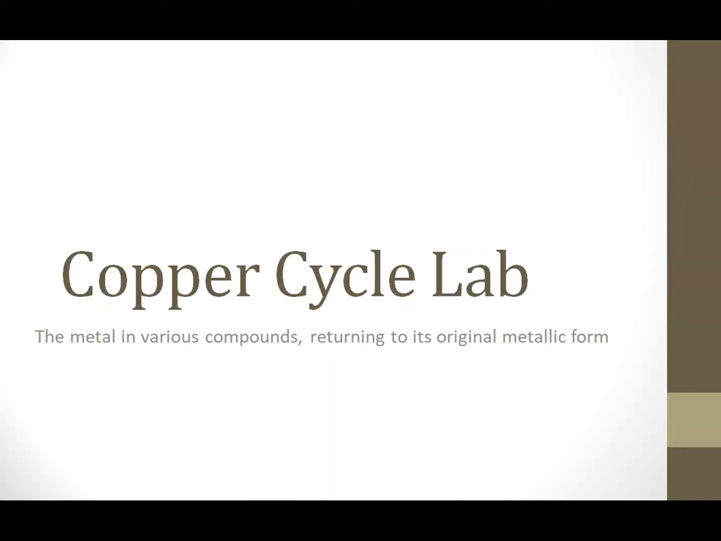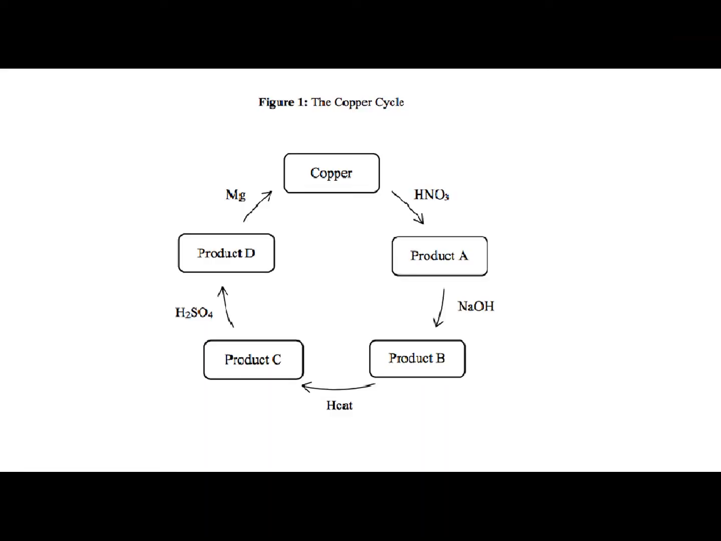Welcome to the 4-reaction copper cycle lab. This lab serves as a demonstration of the law of conservation of mass, and we'll be using copper. 4 reactions will be performed to convert copper into different forms, until it ends up in its original state.